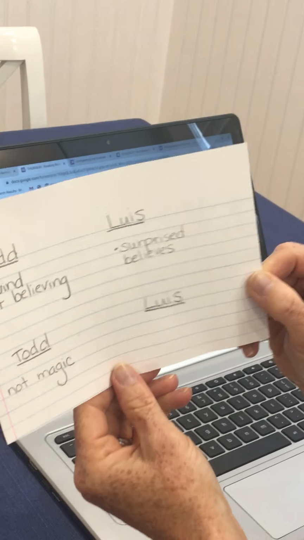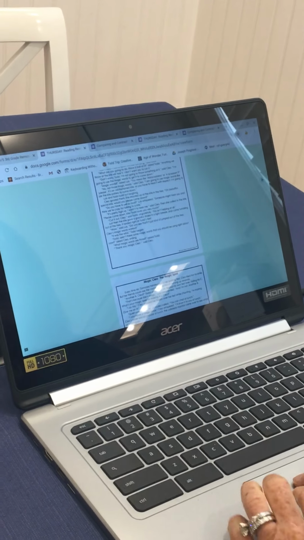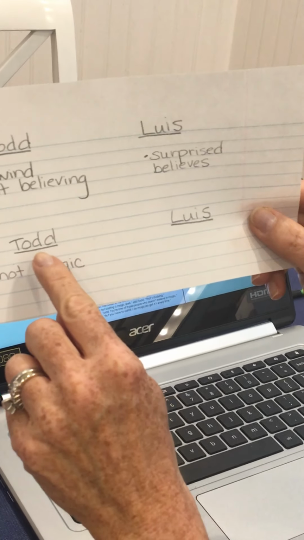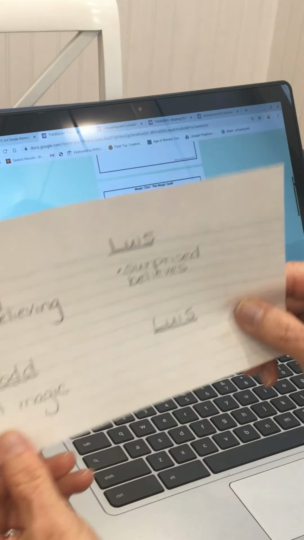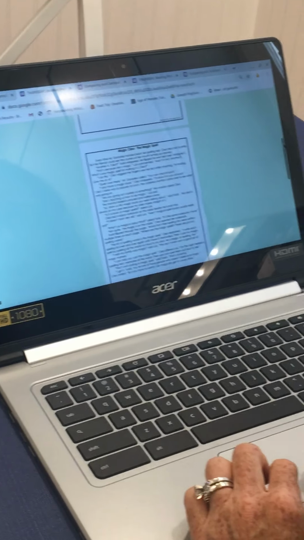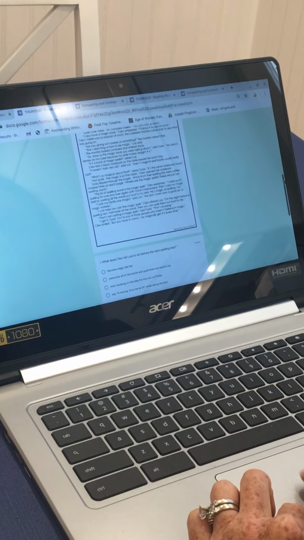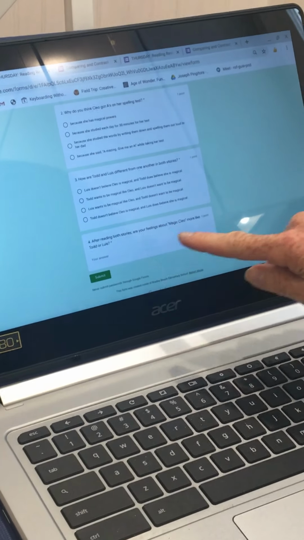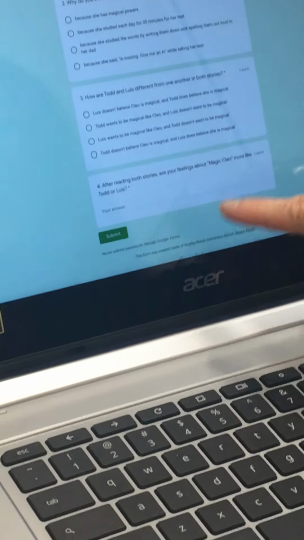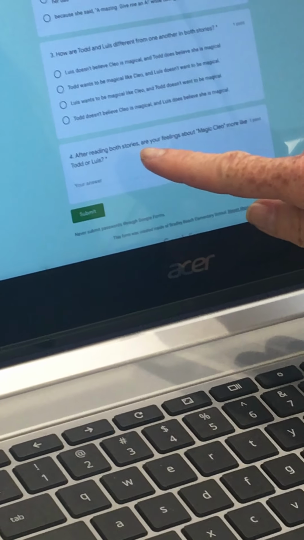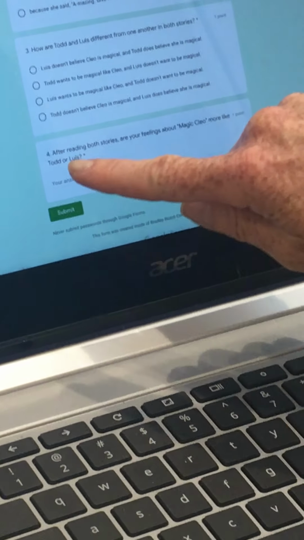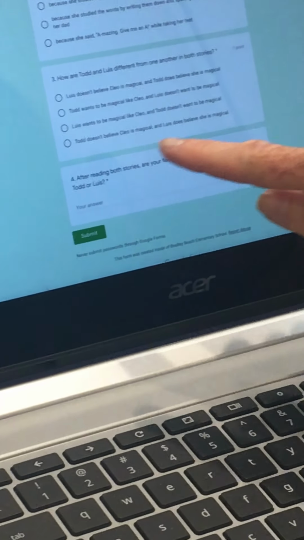So when you look at that, you also can refer to the next story, the magic spell, where Todd in that story also does not believe that it's magic. So when you go to question number 4, this is an open-ended question where you will type in your answer. After reading both stories, are your feelings about Magic Cleo more like Todd or more like Lewis?